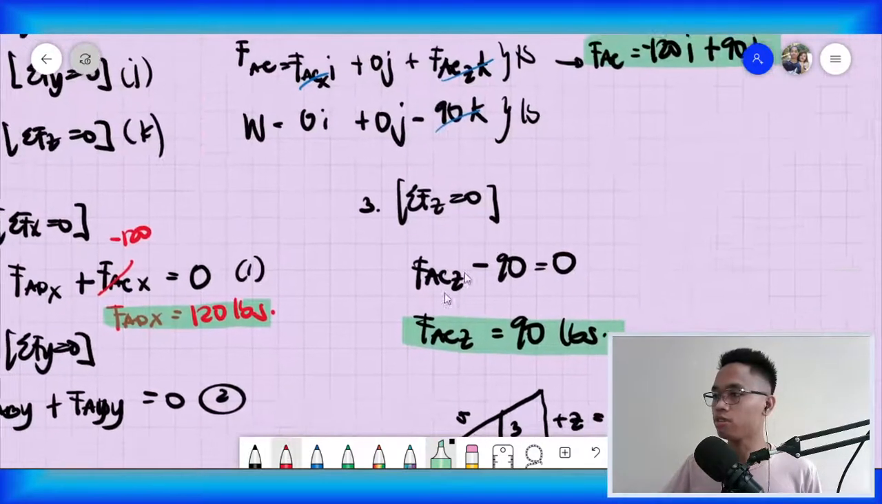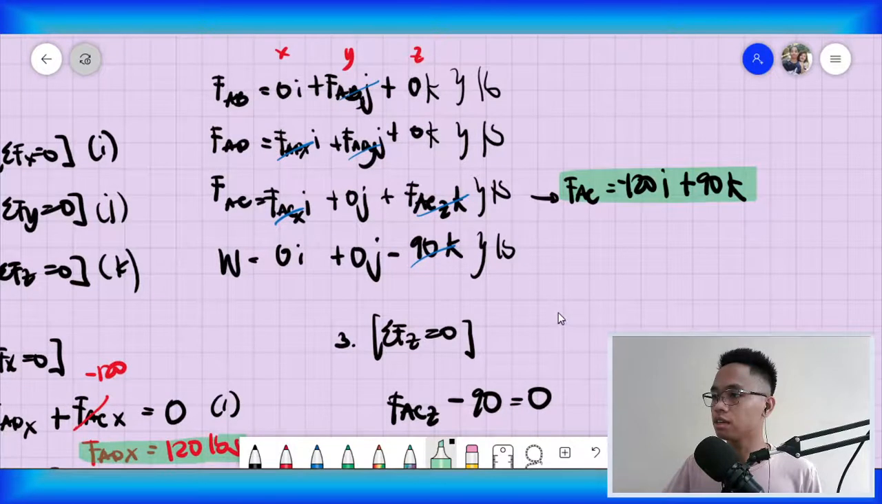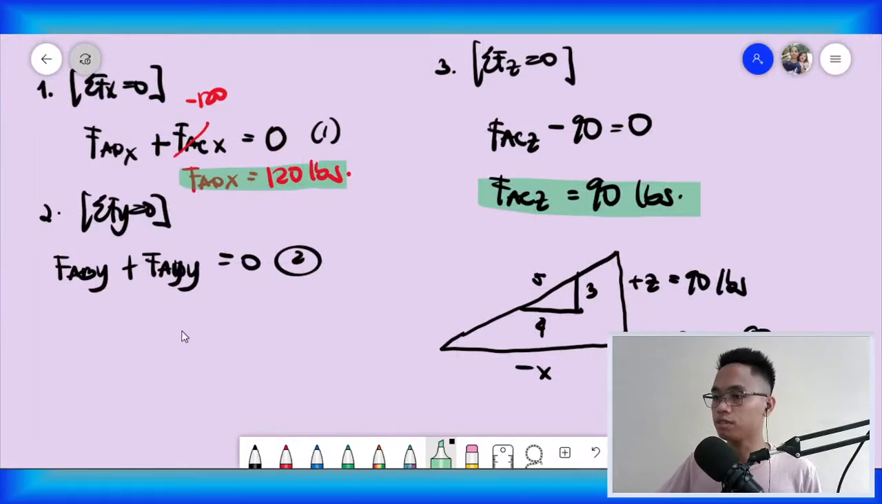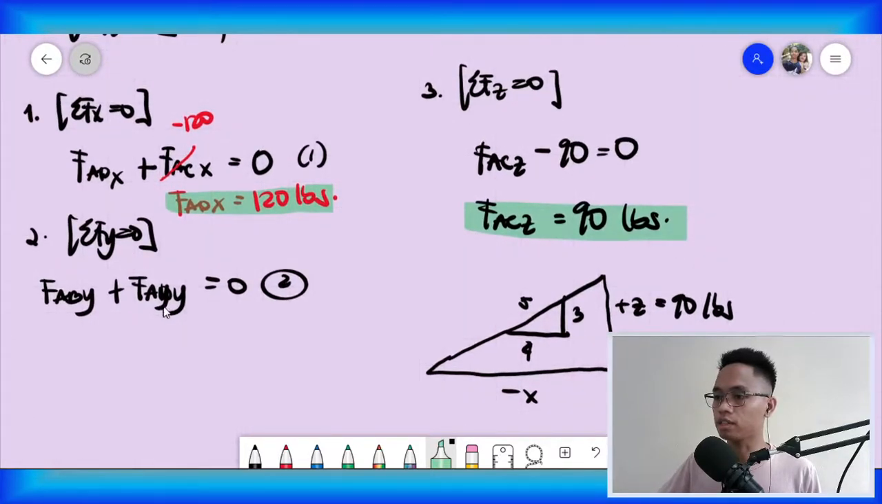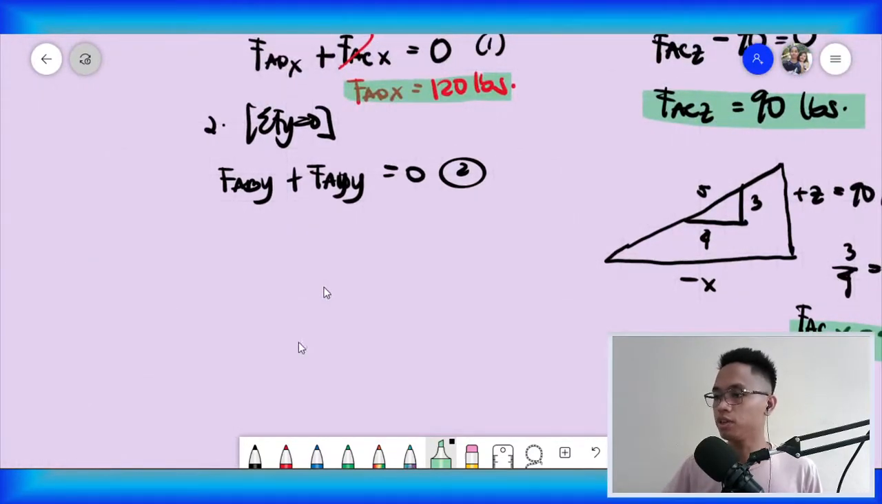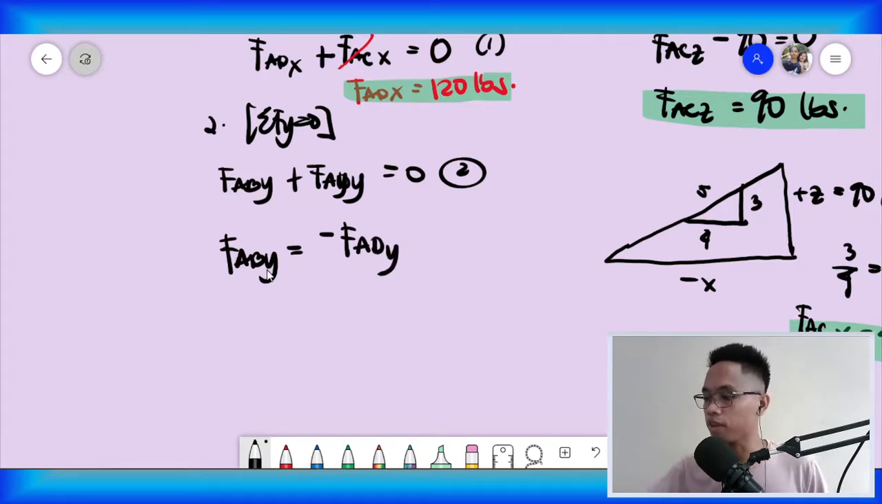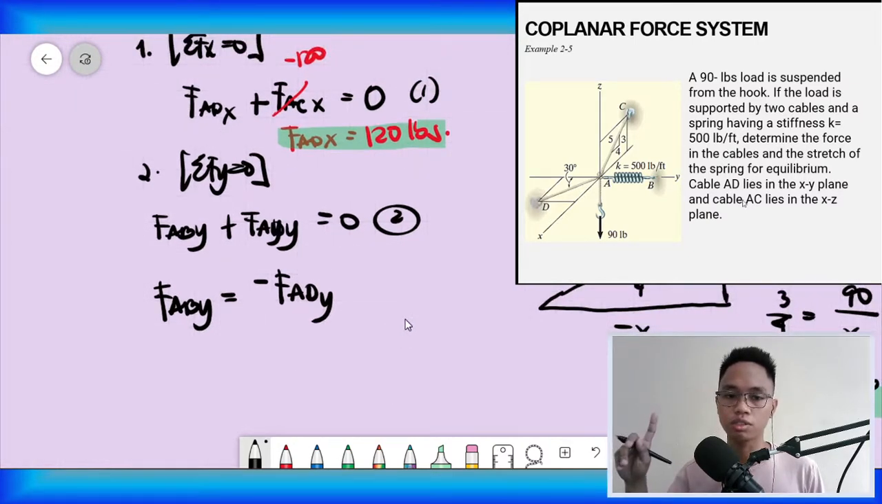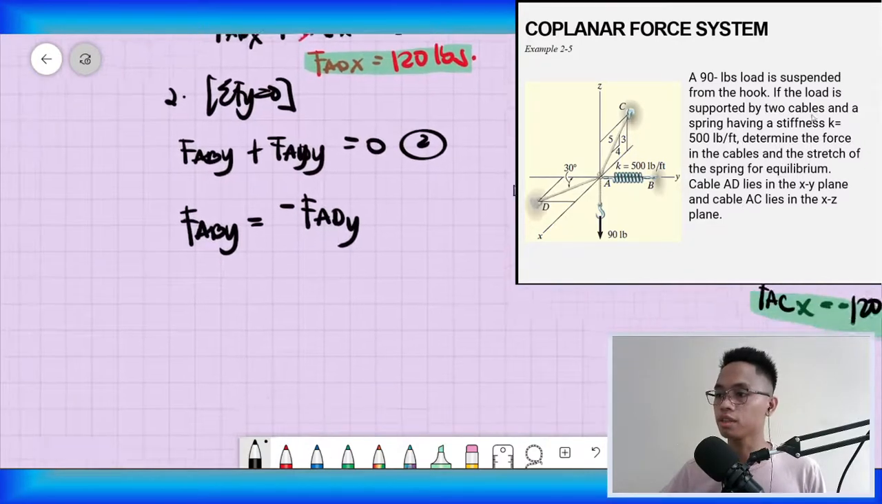Next, if we have your FADX, how can we solve your FADY? This is your FADY. Your FADY is just equal to the negative of FABY. But how can we solve your FAB? Based on the figure above, we can solve your FAD.